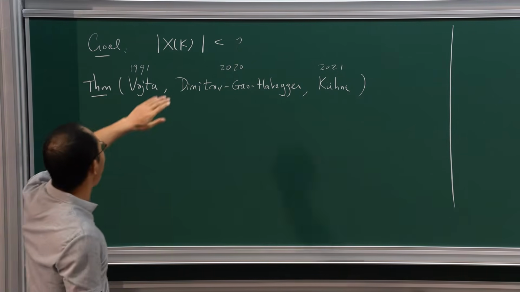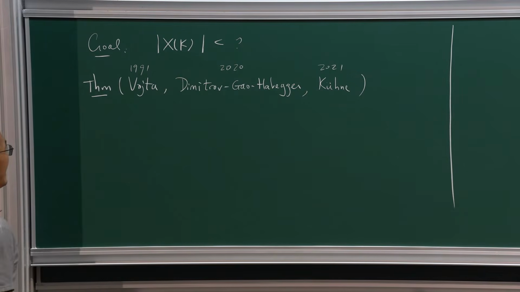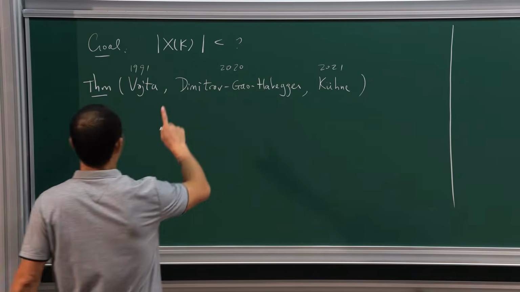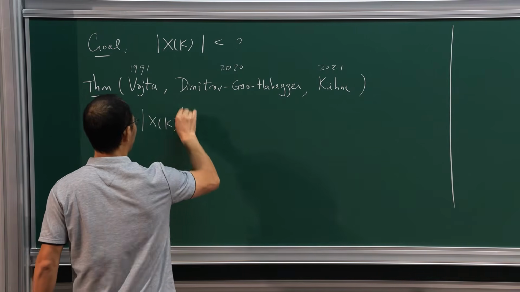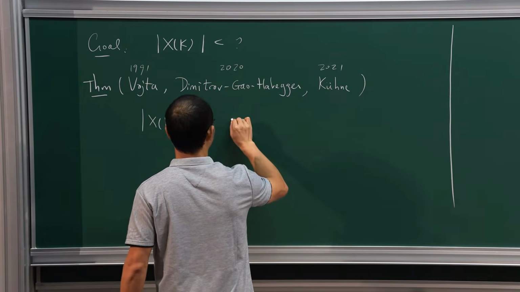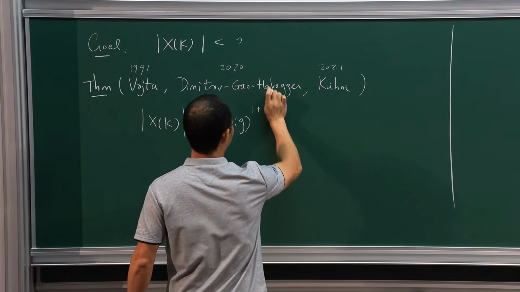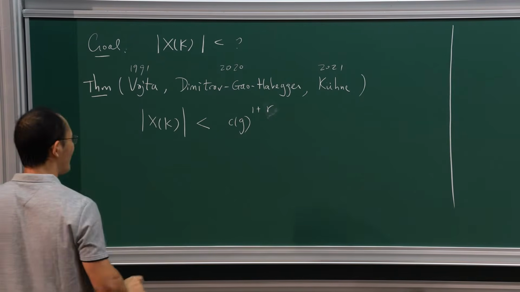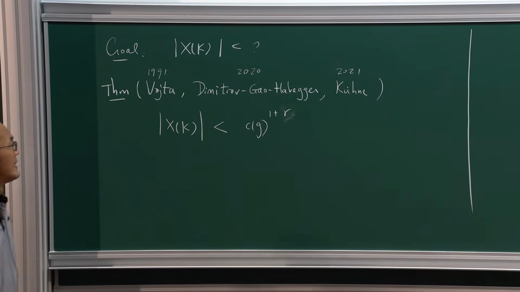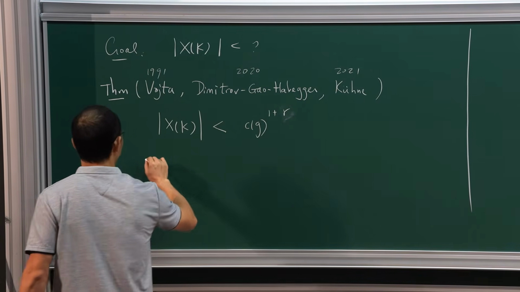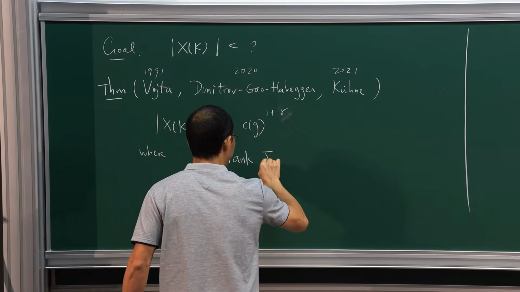And the theorem says we have a uniform bound, in terms of some uniform constants, but we also need the rank of the Jacobian variety. So it says |X(K)| is less than C(G) to the power of 1 plus r. When I write C(G), just like A1(G), A2(G), I mean a constant depending only on G. This r is the Mordell-Weil rank of the Jacobian variety.